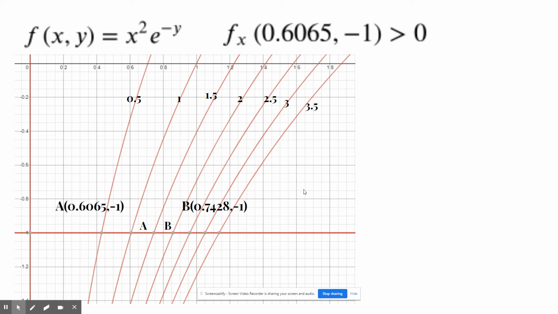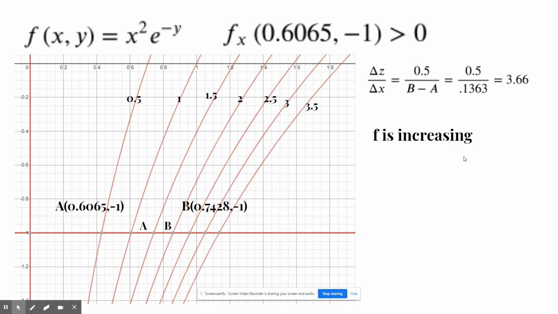So let's look at the average rate of change between A and B, just a different perspective. The change in my function values is a half, because I'm going from 1 to 1.5, which is 0.5. And then B minus A, the change in the x values, is 0.1363, which gives me 3.66. So that's our approximation. I don't really care what the approximation is. I'm just trying to give you a different perspective on whether fx is positive or negative. Pretty clear that would be positive.